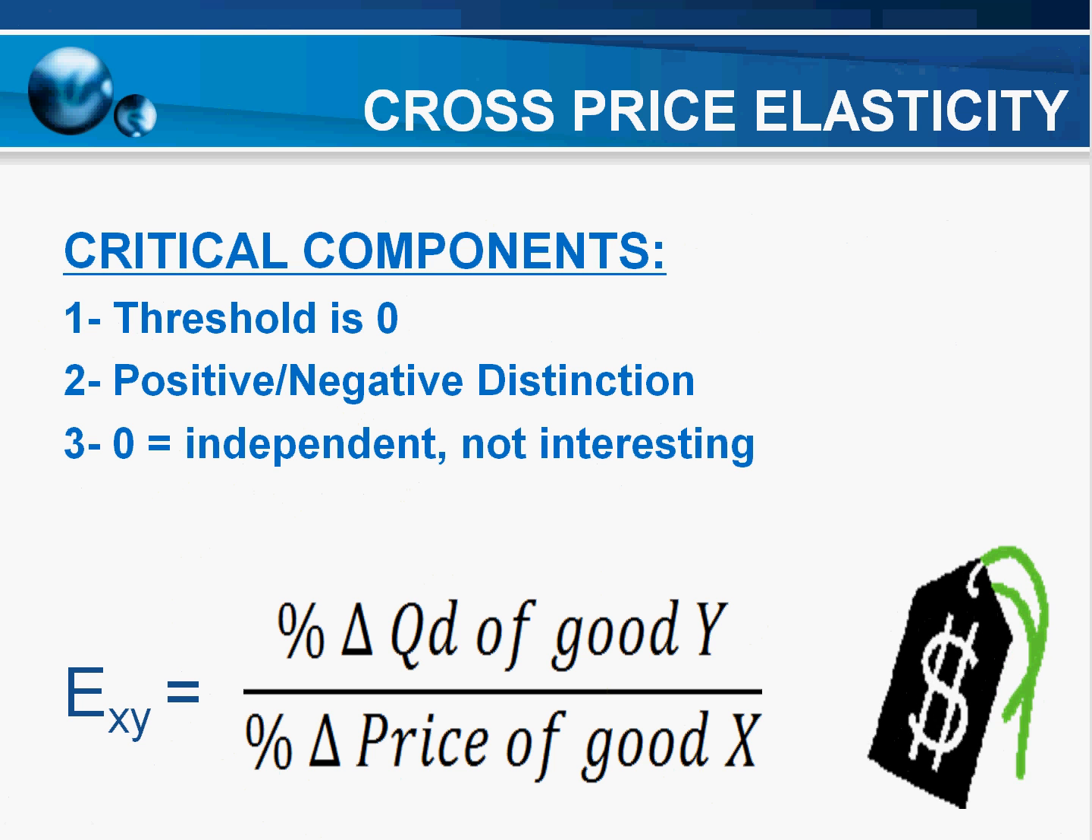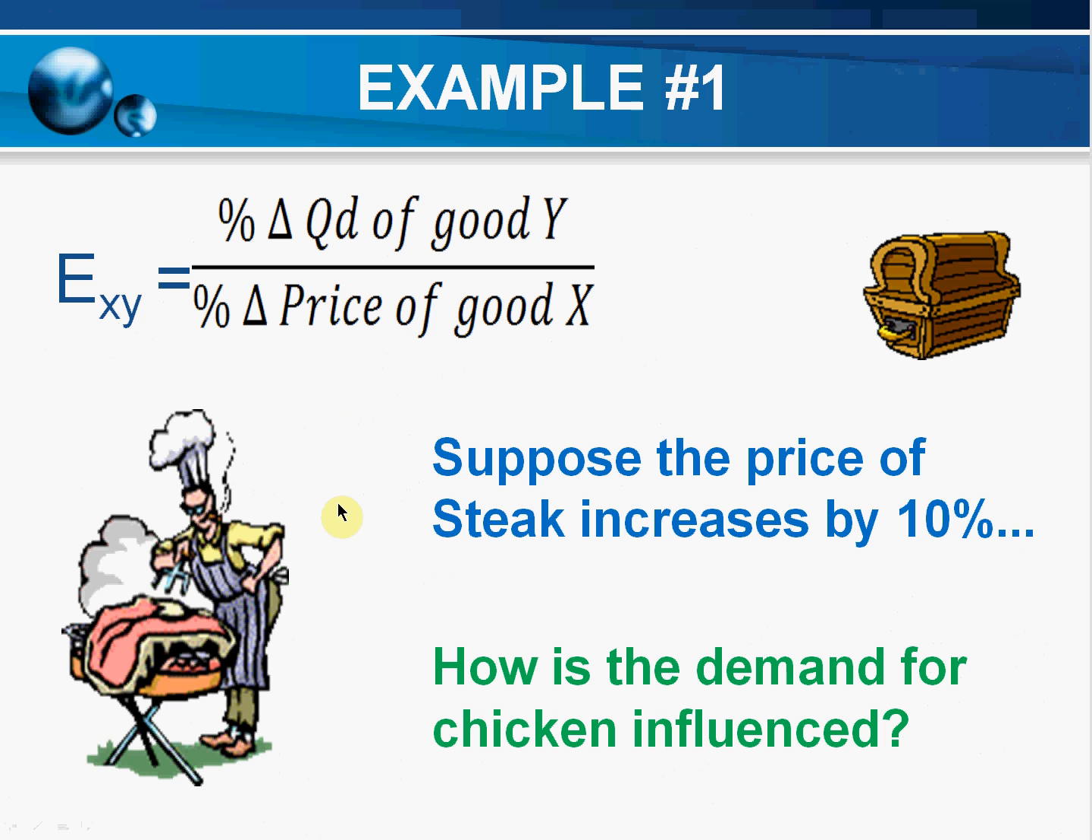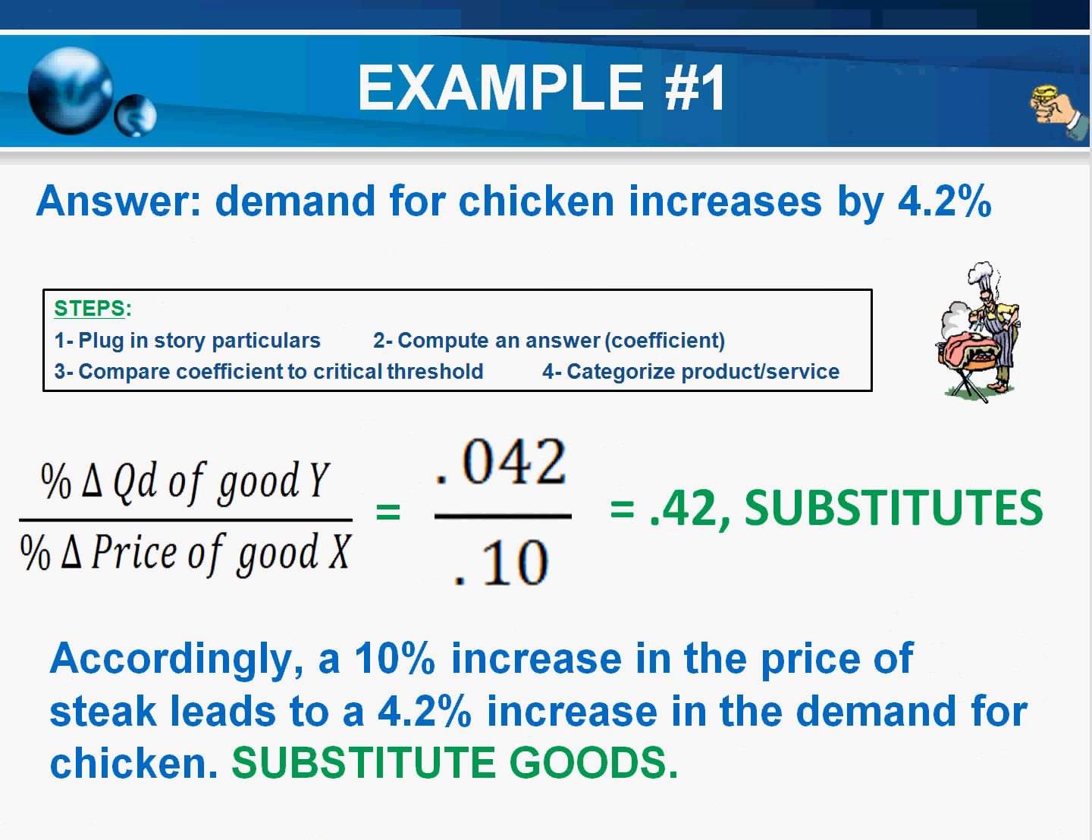Probably nothing. And because of that, we would end up with a 0, meaning those 2 products are not related. Let's look at 2 examples. First, let's suppose that the price of steak, meat, beef, increases by 10%. The question that we're going to ask here is, how does this influence the demand for chicken? So chicken becomes good Y up here. The answer is that demand for chicken increases by 4.2%.